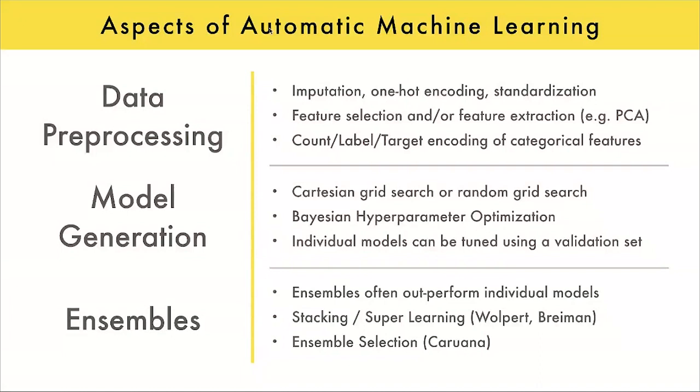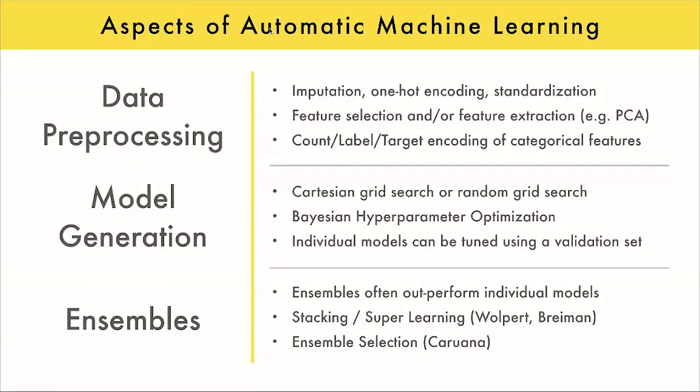And then I mentioned this earlier with early stopping, so individual models can be tuned using a validation set. That's not in the sense of generating a lot of models, but that's more model tuning. So individually tuning the models, I would consider part of the model generation process as well. And then if you're so inclined, you can apply different ensembling methods to the models that you've generated.